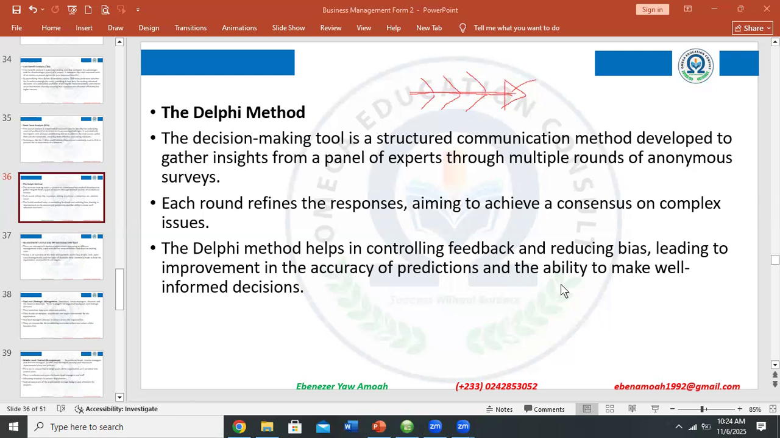What does it mean? It's a tool that takes the form of a structured communication, okay, developed to gather insight from a panel of experts through multiple rounds of anonymous surveys. Please, do you understand this? It's English now. You should understand. So who is going to share with us his or her understanding of the Delphi method? Prof. Janelle. Prof. Josephine, you haven't spoken today.